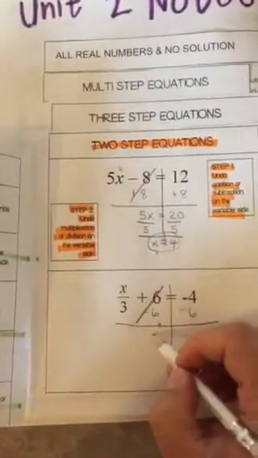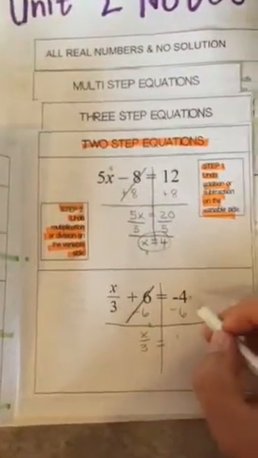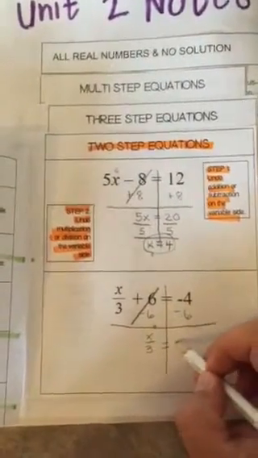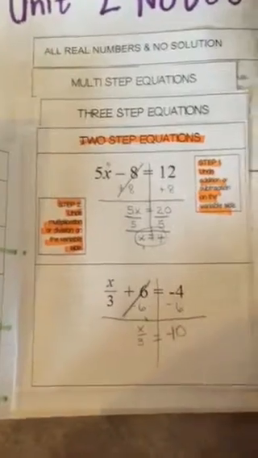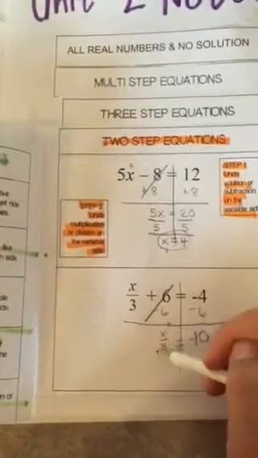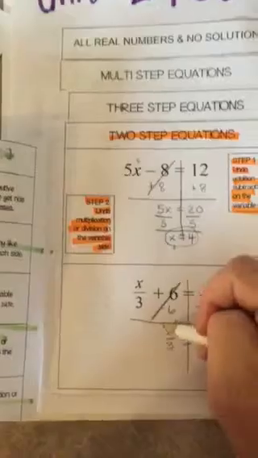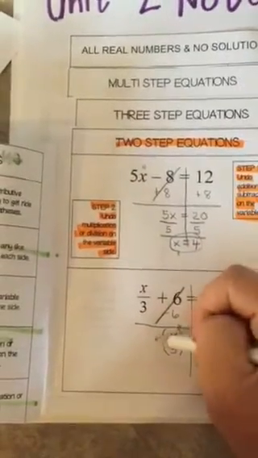The only thing left right here is x divided by 3 equals, and I do -4 minus 6 is -10. And then I'm going to follow step 2, which says to undo the multiplication or division on the variable side. So here's my variable side. This is a divided by 3. So to undo that divided by 3, I'm going to have to multiply by 3.